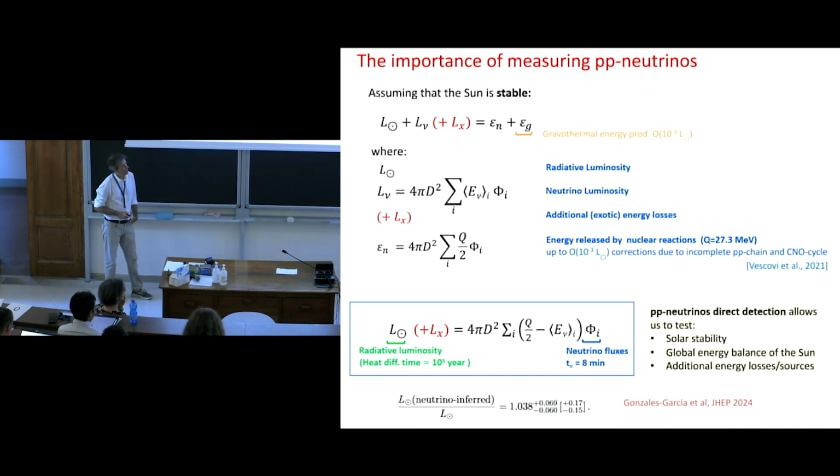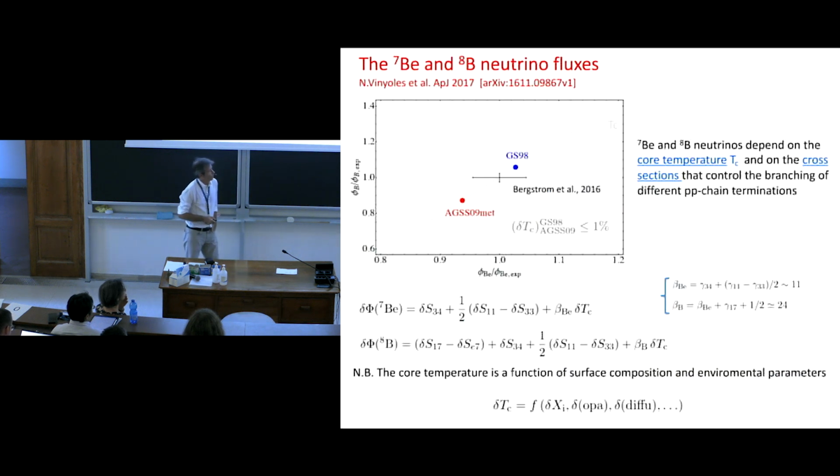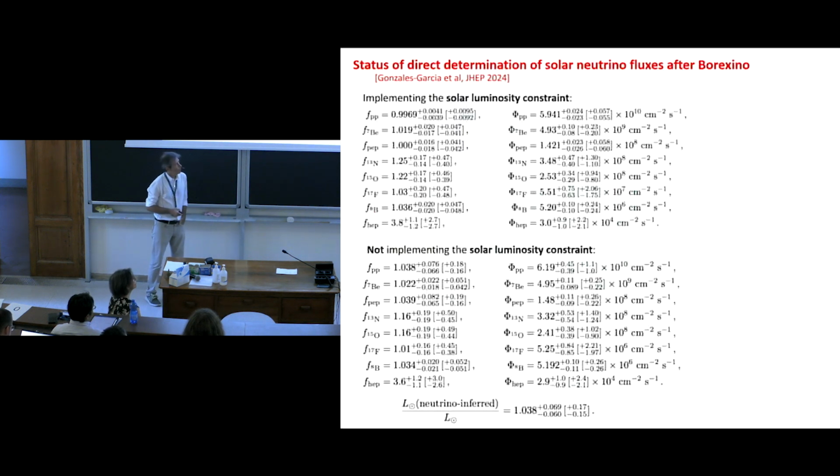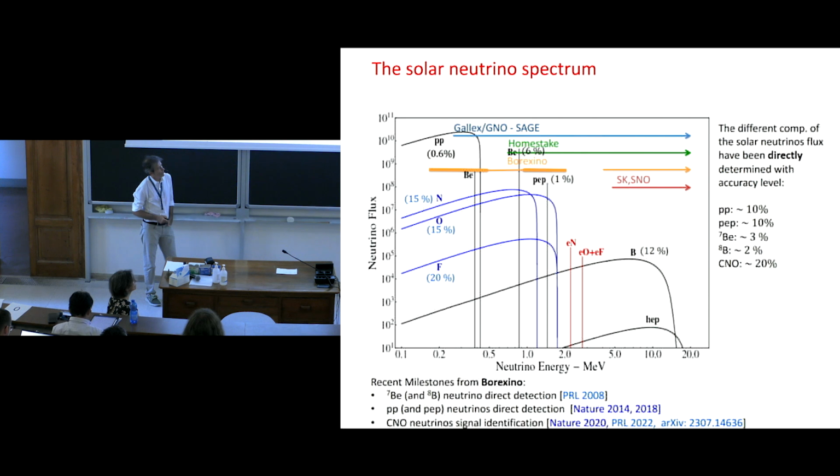At the moment, thanks to the recent measurement of Borexino, the neutrino luminosity, which basically corresponds to this right-hand side, is determined with an accuracy at the level of 7%. Okay, this is independent of any assumption. Okay, in addition to PP neutrinos, we also have a high accuracy determination of the boron-8 and beryllium-7 neutrino fluxes, this component here and here.